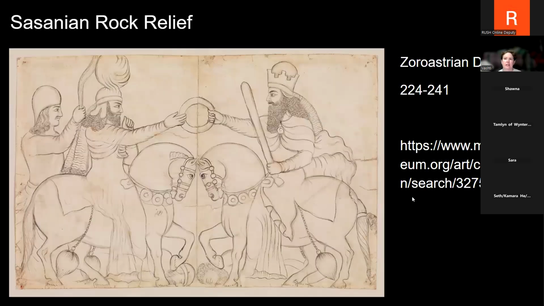So this is some of the Zoroastrian style art. So it's from 224 to 241. It is very heavily influenced by the Hellenistic world. And this is a sketch of a rock carving.